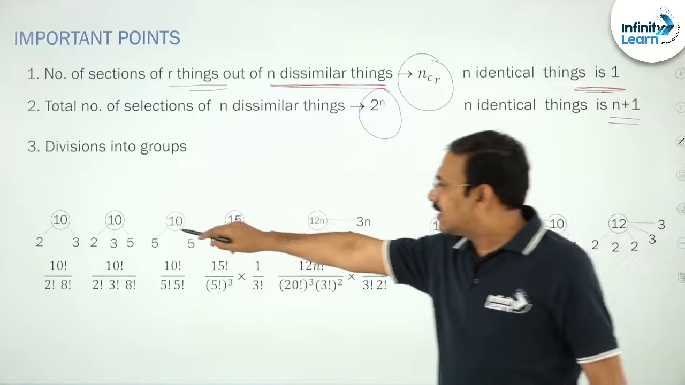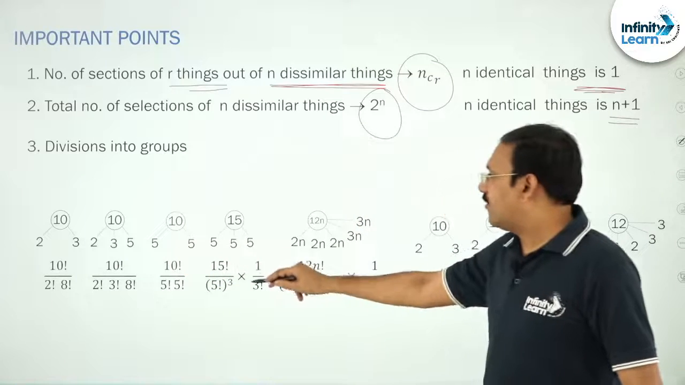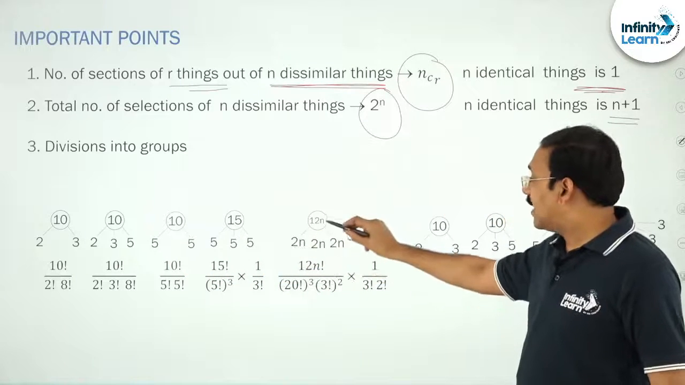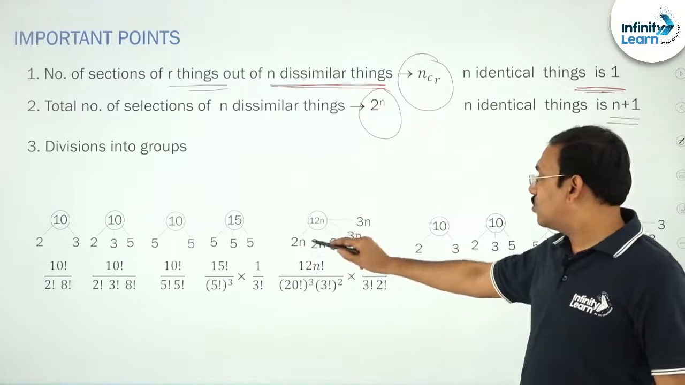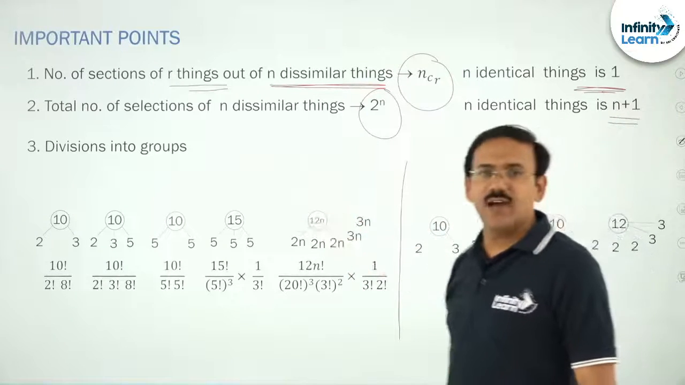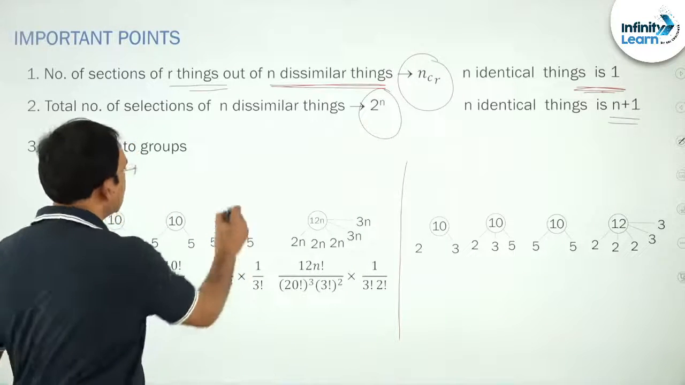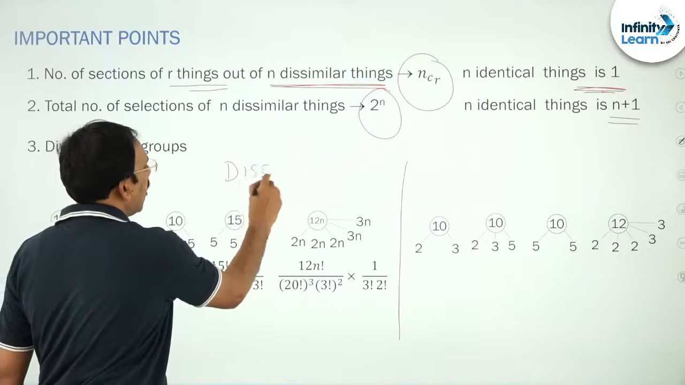objects, friends, 10 items, division into 2 and 3, 2, 3, 5, 5 and 5, 5, 5, like that. All these cases just now we have seen how to divide when the objects are dissimilar. This is the case of dissimilar objects.